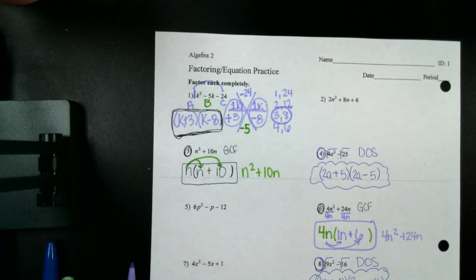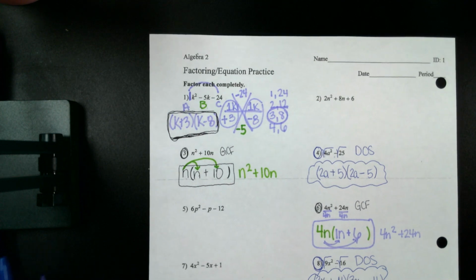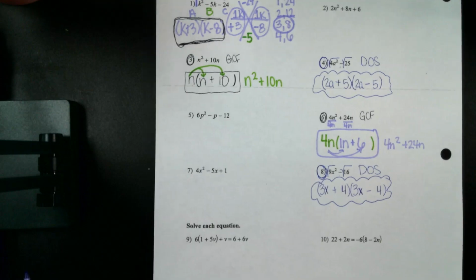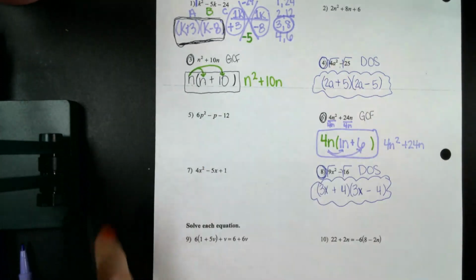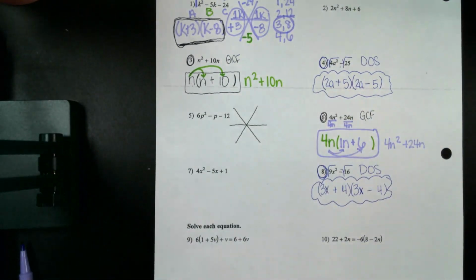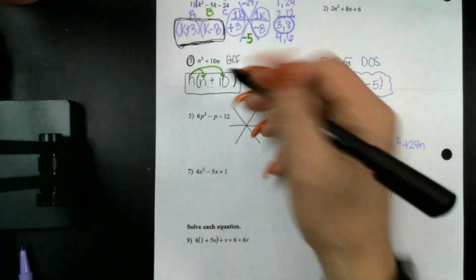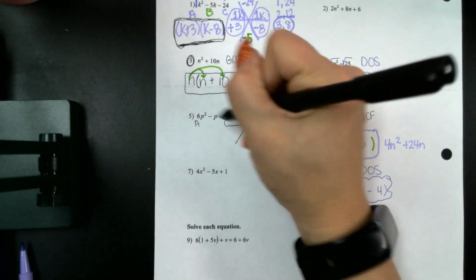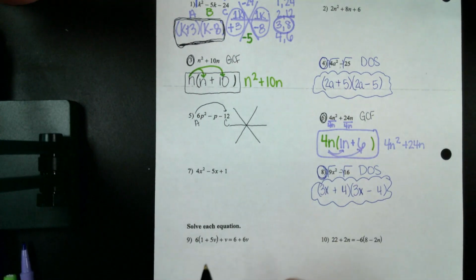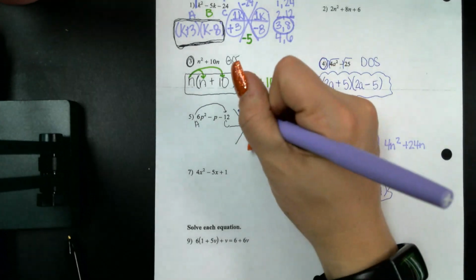Okay, let's do number 5. Ooh, this one's a little harder. Okay, so for problem number 5, go ahead and draw your asterisk. And then up top, remember up top is A times C. So the first number times the last number. What's 6 times negative 12? You might need to type that one in. Negative 72.